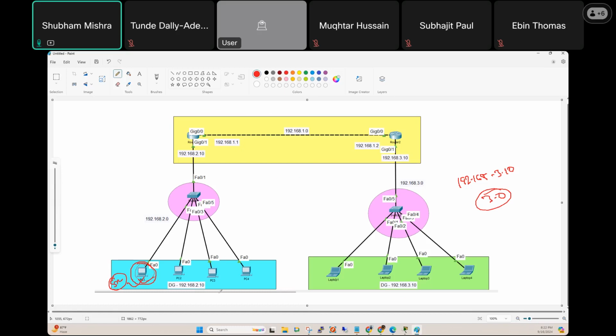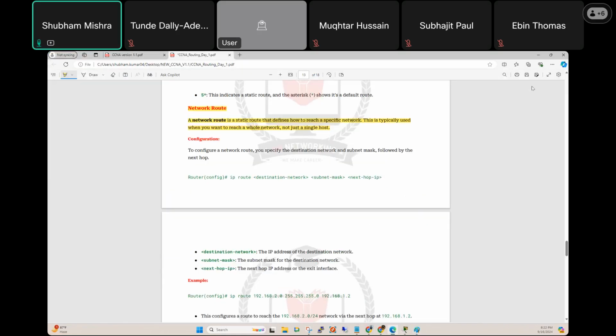And case number two is this user or this laptop wants to communicate with any single PC. So that is case number two. Understand, everyone? Tell me yes or no. Yes, na? So what do you mean by network route? A network route is a static route, and by the help of that static route, you basically define how to reach a specific network. A specific network, not a particular IP or a single host. Getting my point? That is called network route.